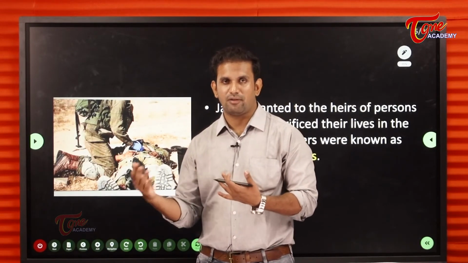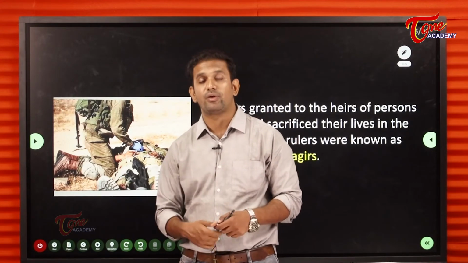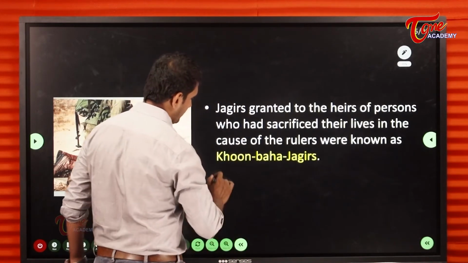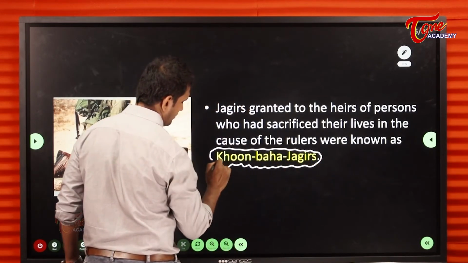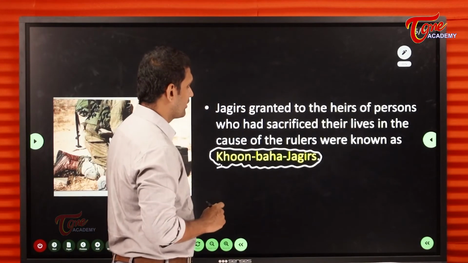So road meena ala vadlelem kada. So vallaki edo okati livelihood ivala leda? Yes, we have to give them. That is called Khoon Baha Jagir.